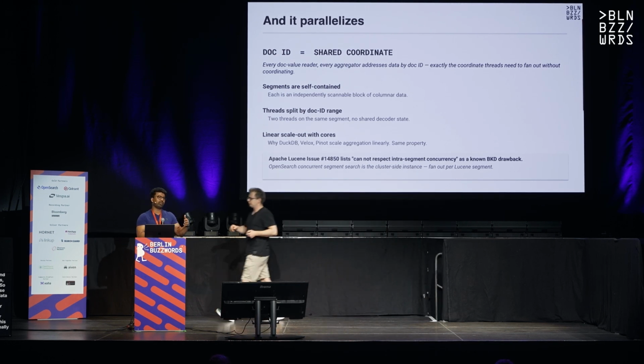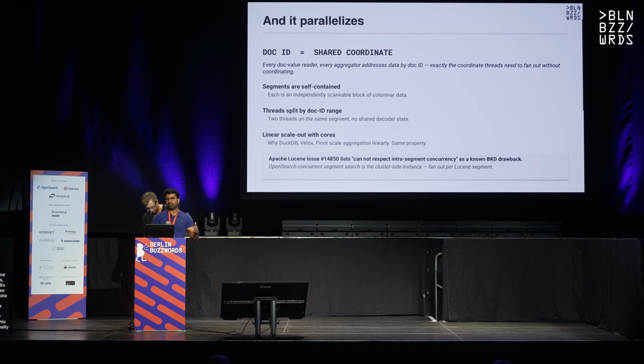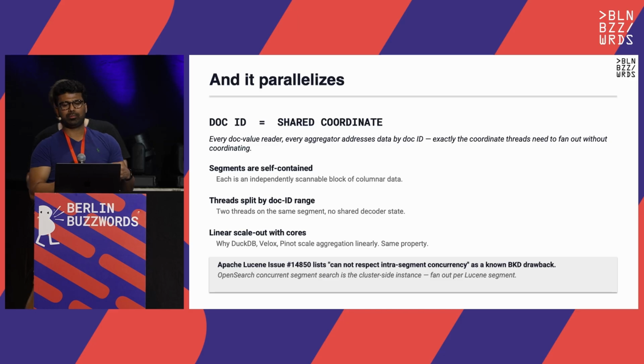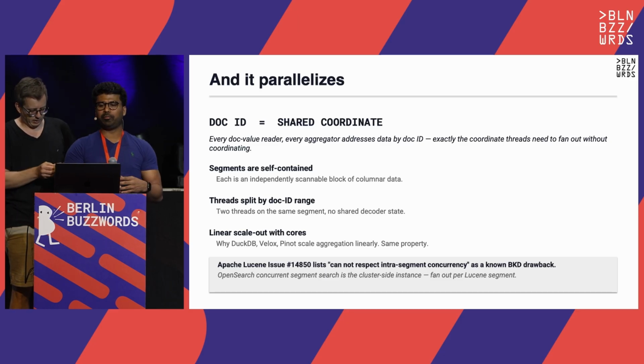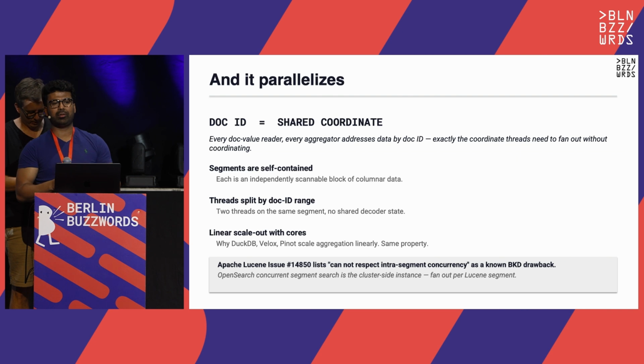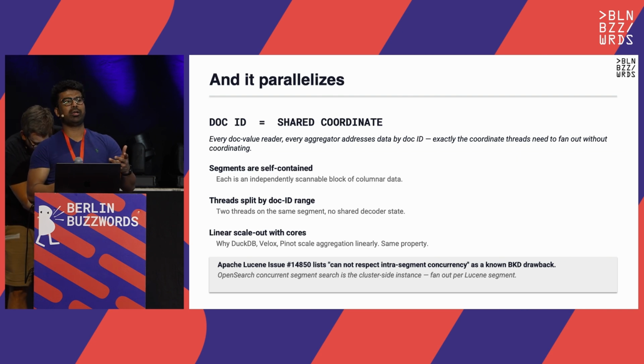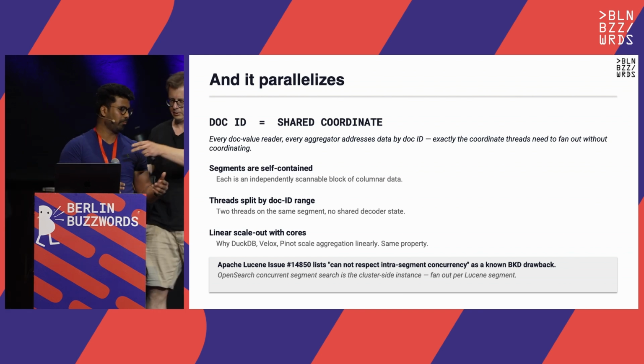While Lucene introduced intra-segment search almost 2 years ago, to enable true concurrency for large read-only segments, it has not been able to make it default. And the reason is it is not easy to partition the work across different threads for inverted indices. For example, if you are filtering.